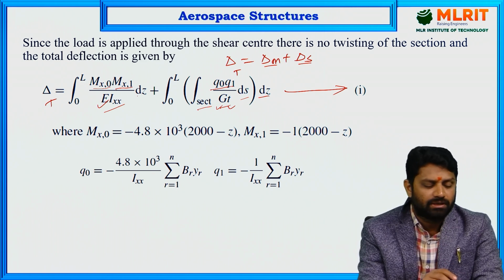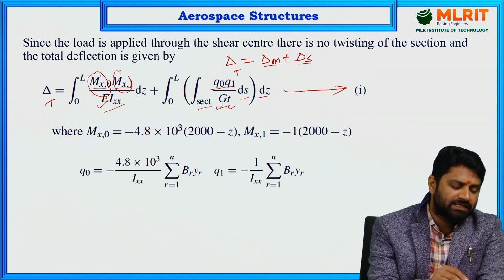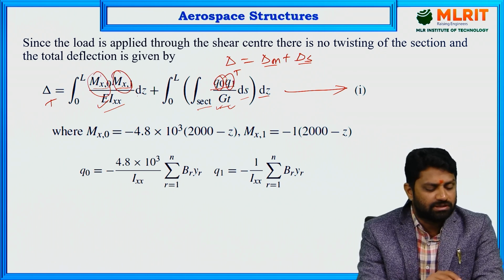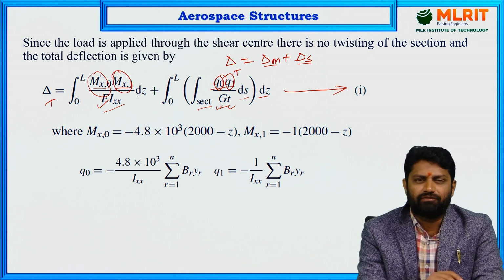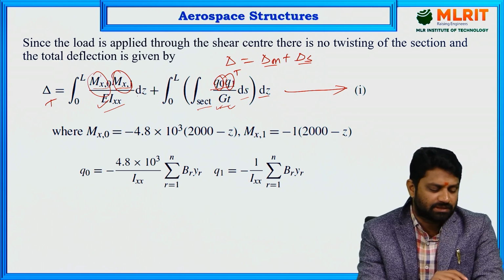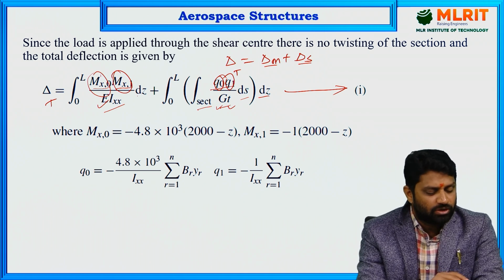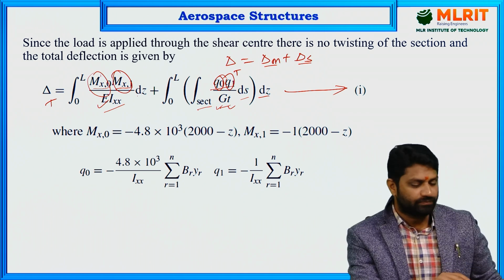Then the only calculations we need are these. Once we know these, you can substitute in the formula and integrate between the respective limits, and you can find the deflection of open and closed section beams. In fact, in this problem it is an open section beam. Now coming to Mx naught.